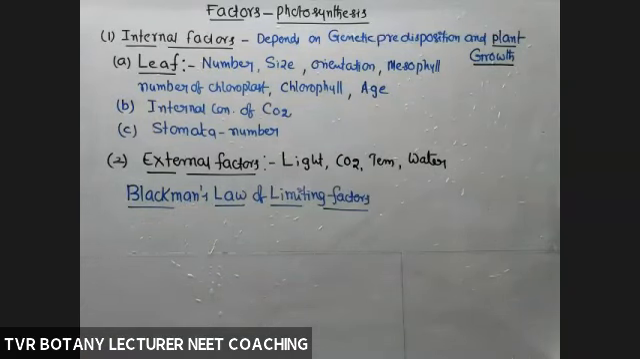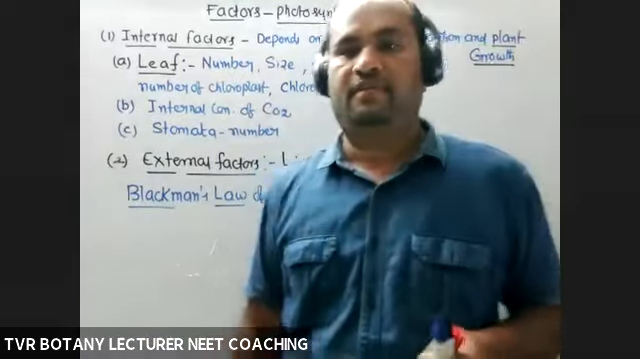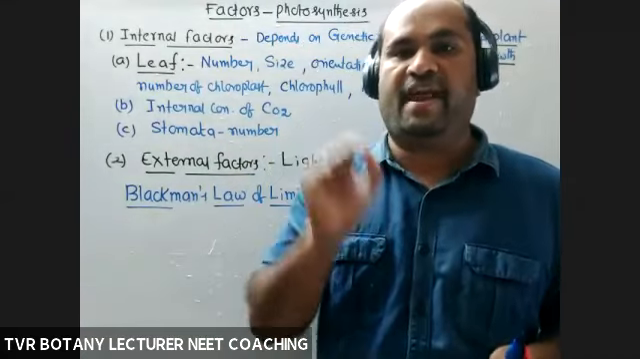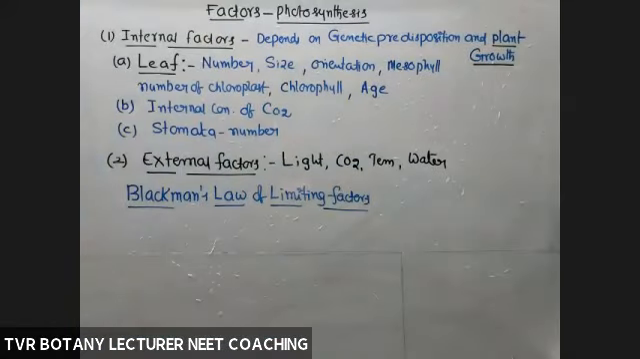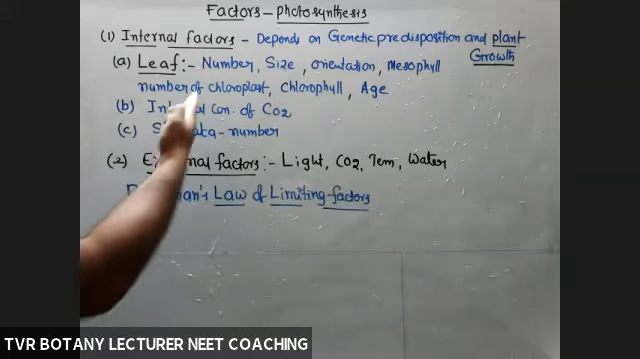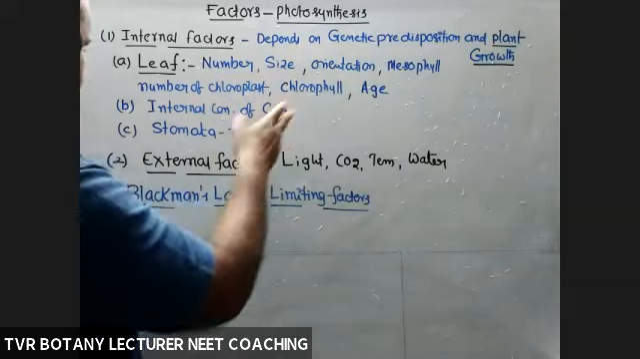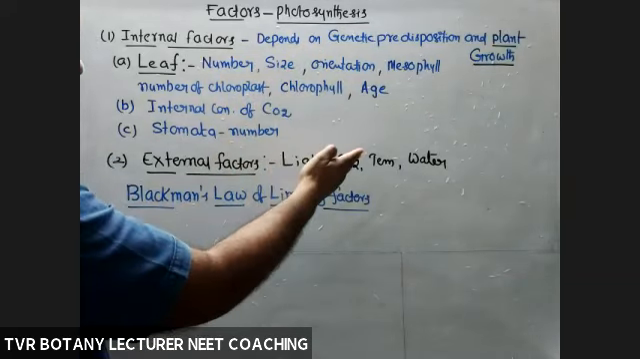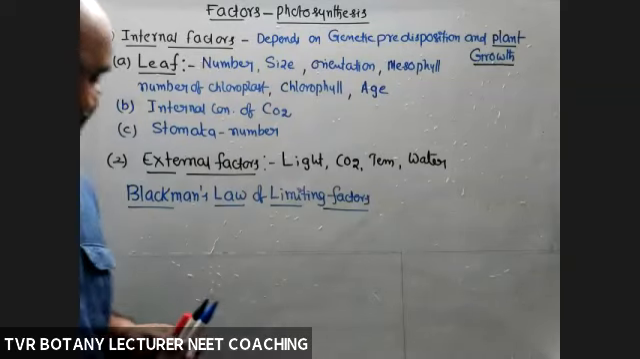Limiting factor. So according to Blackman's law of limiting factors, when a process, a biochemical reaction, for example photosynthesis, is controlled by, regulated by a number of separate factors, all these are separate individual factors: number, size, orientation, mesophyll, and light, CO2, temperature, different physical factors and plant factors. So here photosynthesis is regulated by a number of factors.